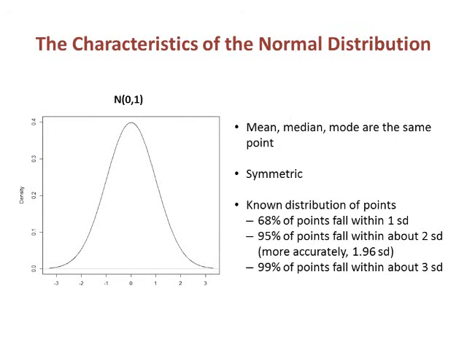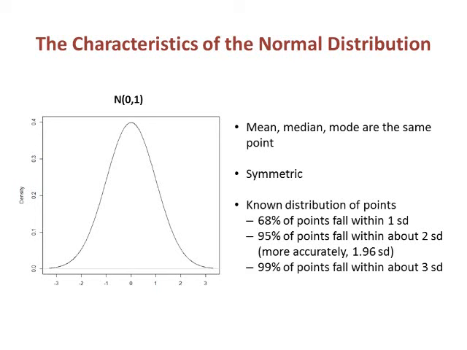The normal distribution has three characteristics. First, the mean, median, and mode are the same points. Second, the distribution is symmetrical. If one side of the curve were folded on top of the other side of the curve, the shape of the left half of the curve would be the same as the right half. Finally, the distribution of points under the curve is known, and is expressed geometrically as the area under the curve.